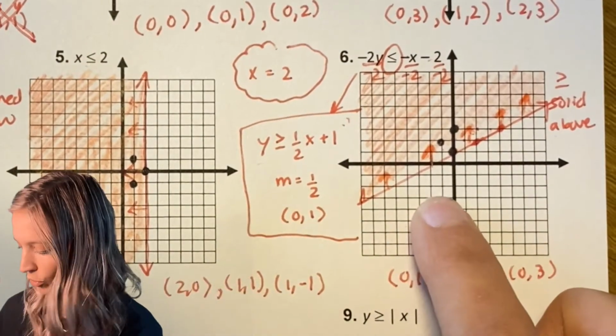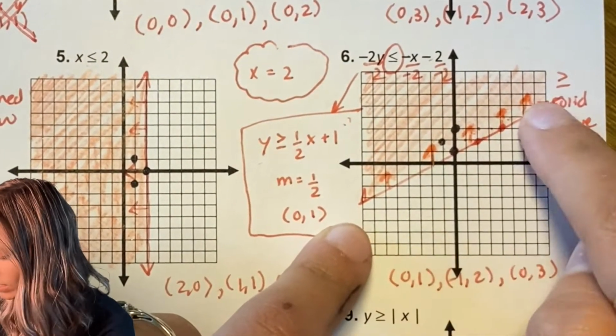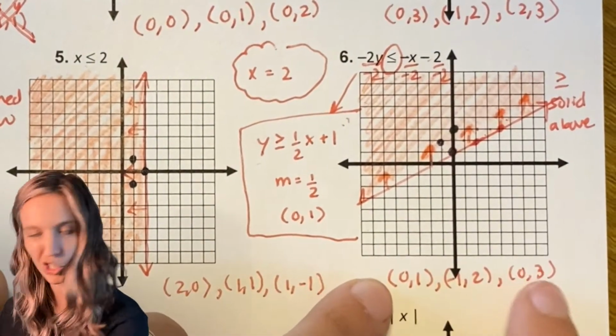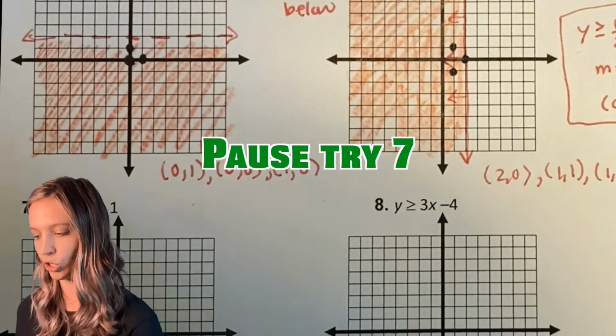So check your graph with mine. I've shaded above. I have that nice solid line because it was greater than or equal to, and then I chose 3 points. Again, tried to choose pretty simple points. How about you try this next one?